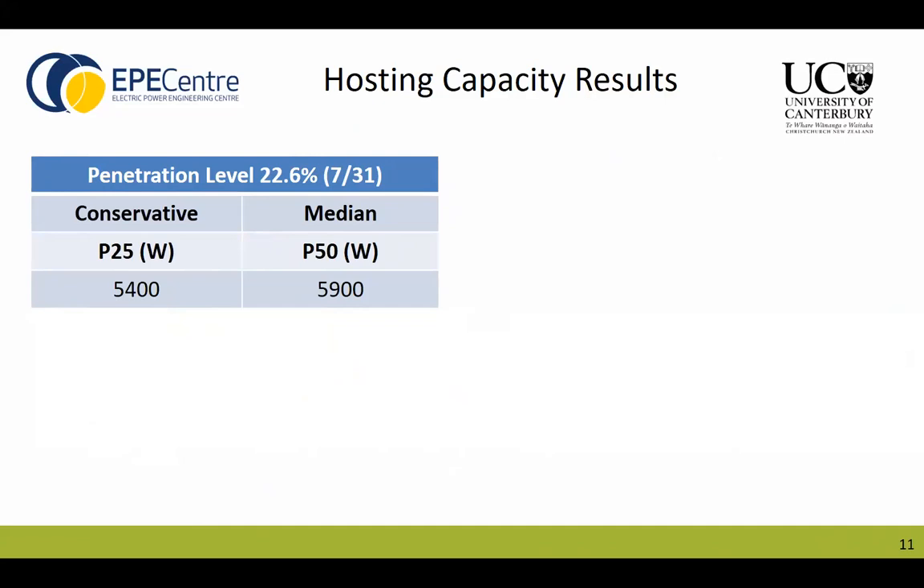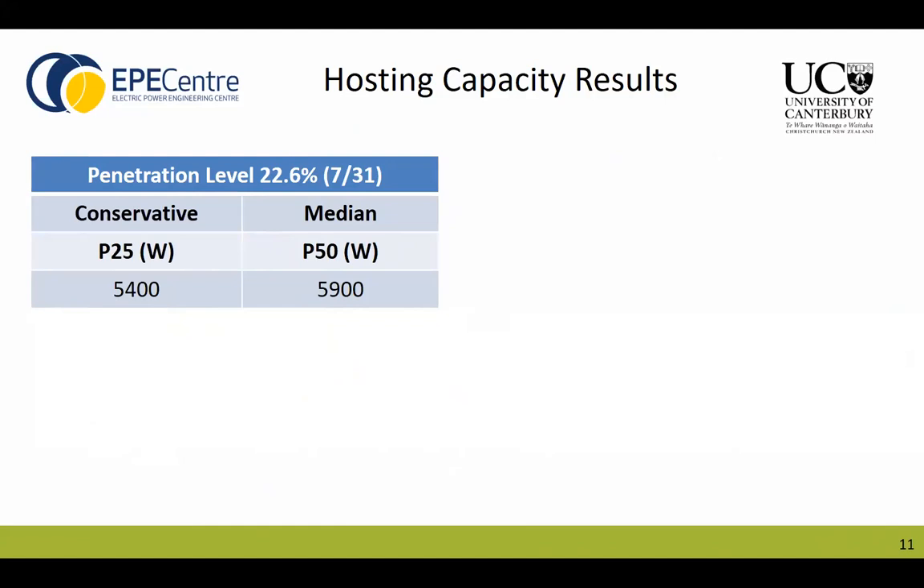It gives the hosting capacity for the network of interest. I've got these two values, a conservative and the median. Now, because we're dealing with distributions, when we find our hosting capacity for our network of interest, this is also a distribution of hosting capacities. So what we do is take this 25th percentile.